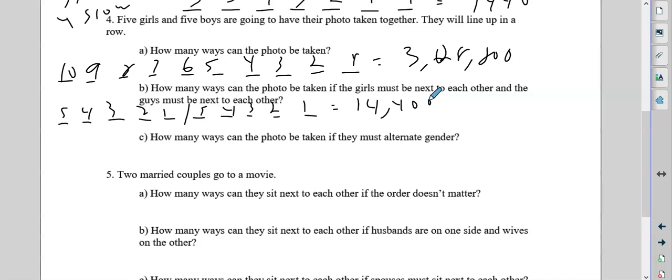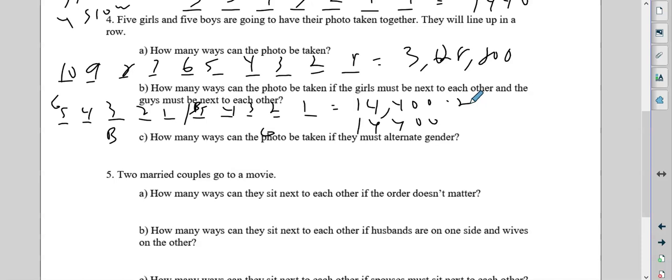Because, let's say this is the girls and this is the boys. Well, then you have the exact same situation where that's one picture, all the girls on the left side and the boys on the right side. But what if you switched it and had the boys here and the girls here? Well, then that's another 14,400. We don't have to waste time writing that all out, or we can just double it.